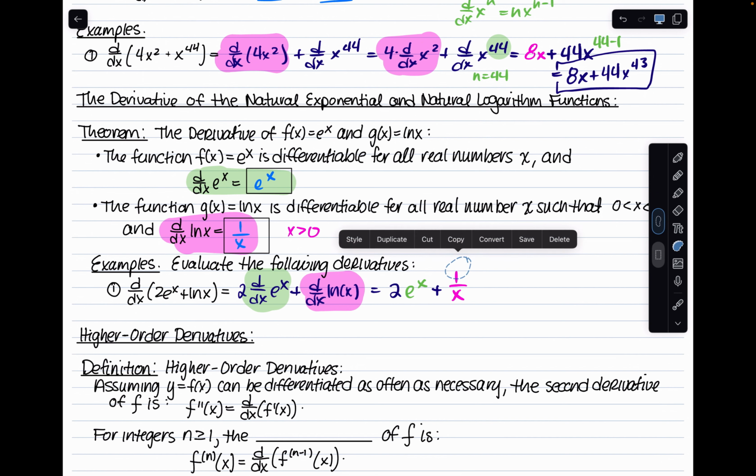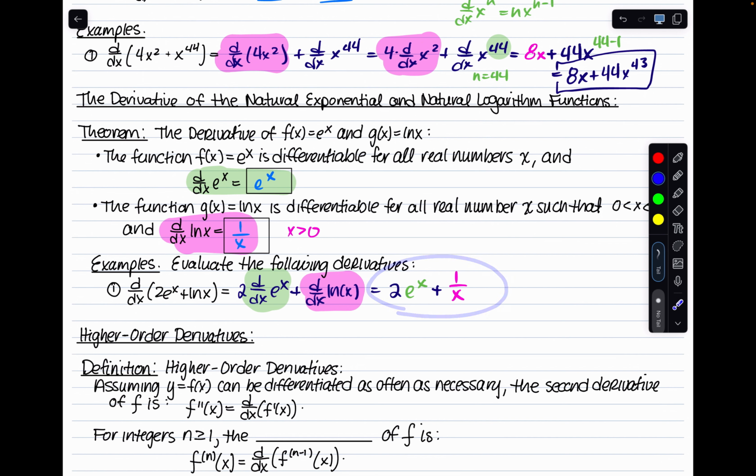Now, I encourage you to, when you can, simplify things, right? But in this case, we can't really do much here. We're going to leave this as is. You could bring this exponent to the numerator as a negative, but don't for right now.